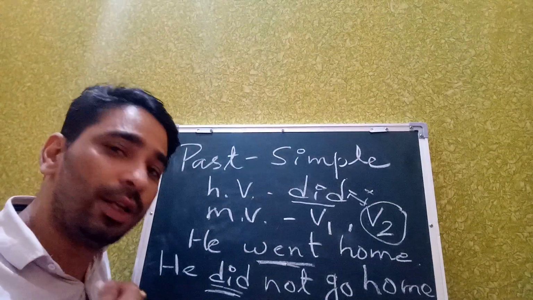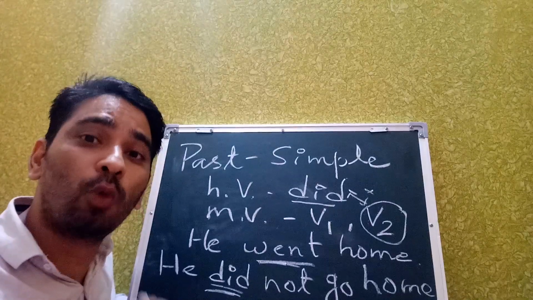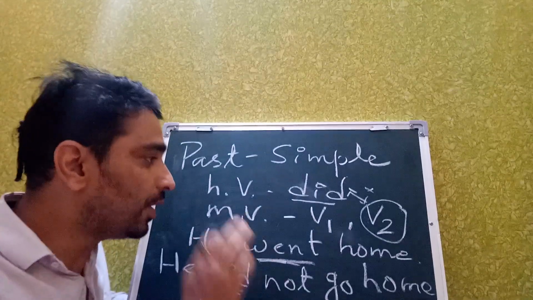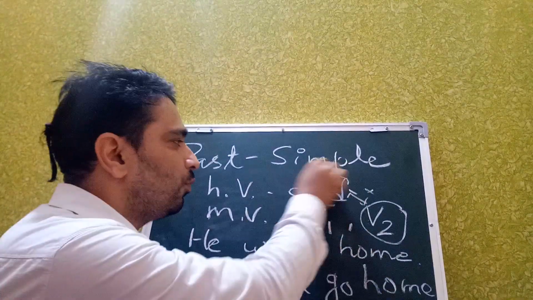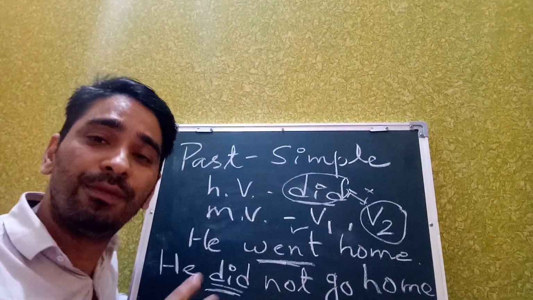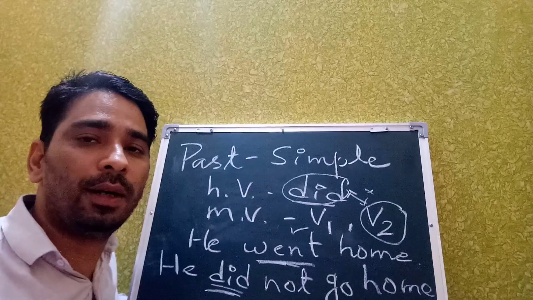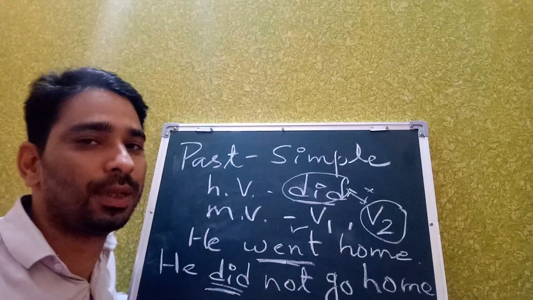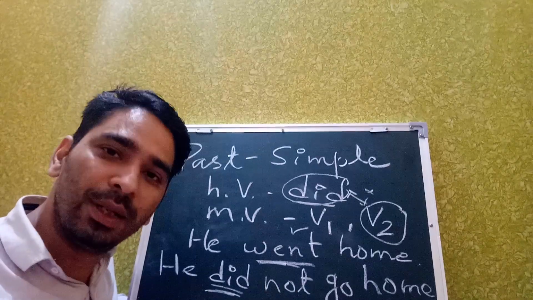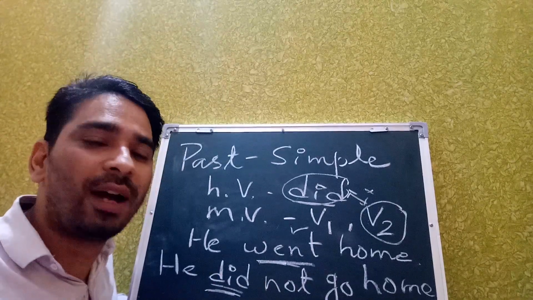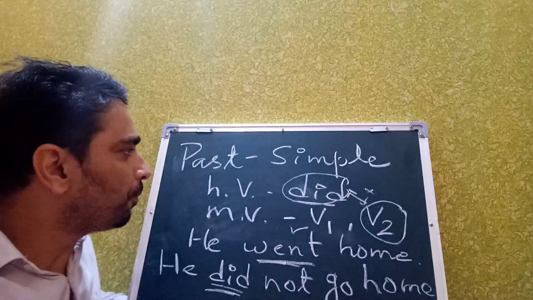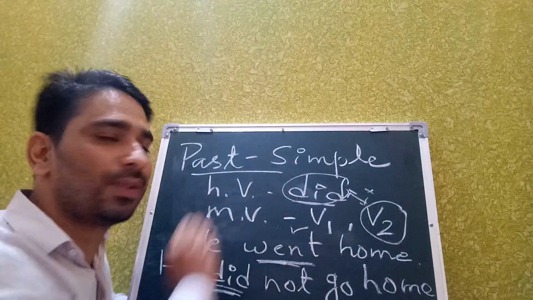If you make an interrogative sentence, did he go home, or where did he go? Whatever sentences you make, just remember that when you use the word did, you do not use V2, you use V1. In this way, we use both forms of the main verb, V1 and V2, in past simple tense. Whatever has happened in the past, whether 5 minutes ago, 5 hours ago, or 500 years ago. Ram killed Ravan many years ago. So this is what simple past is.